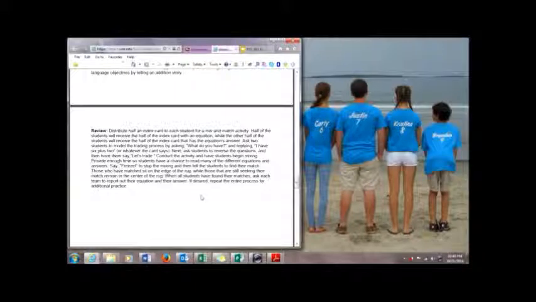Had he had index cards that had an addition story that they had to match to an equation, then I would give them the point.